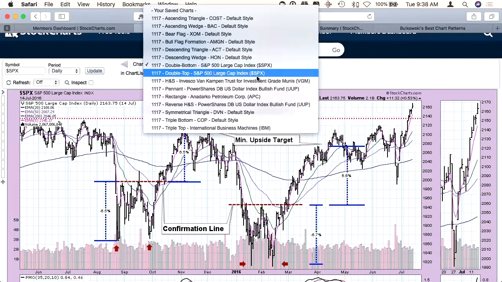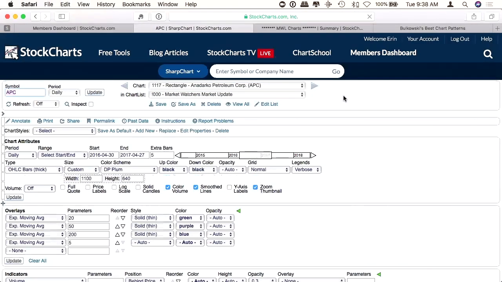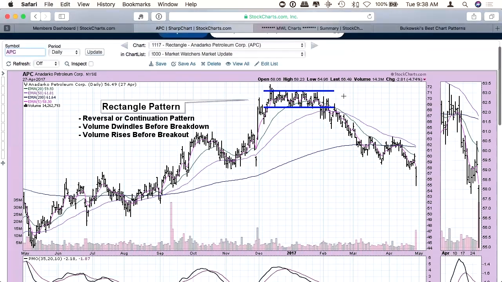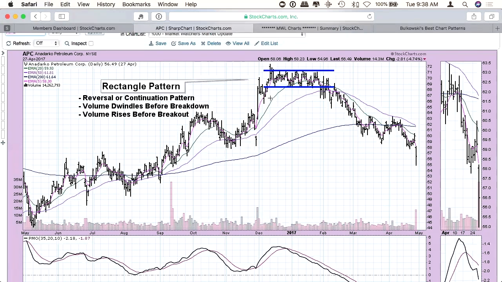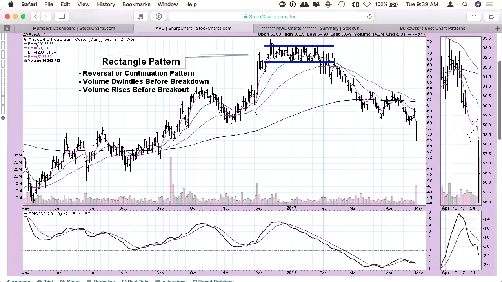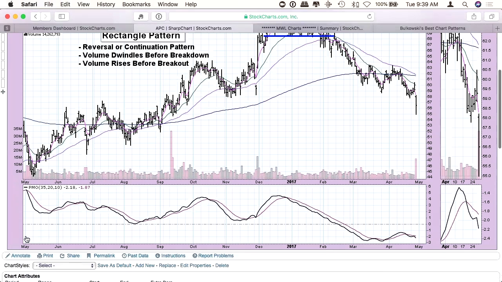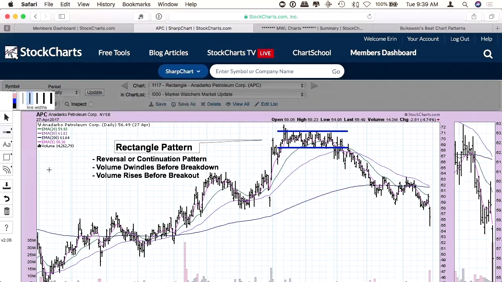Let's see, let's find rectangles. I think these are really great opportunities. The only issue is they can reverse or they can continue. But I like to look for these because it's very clear what your overhead resistance is. It's very clear what your support levels are. So what's happening as we're trading exactly sideways on this particular pattern with the PMO? Let's go annotate.